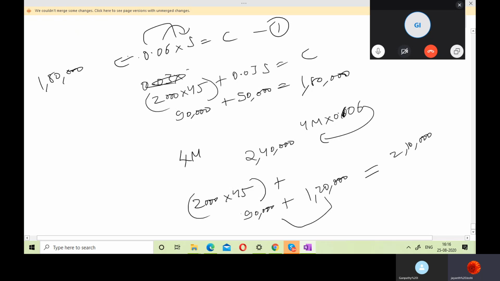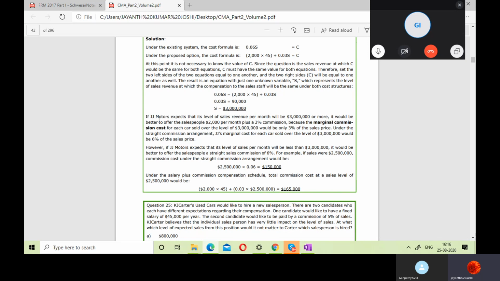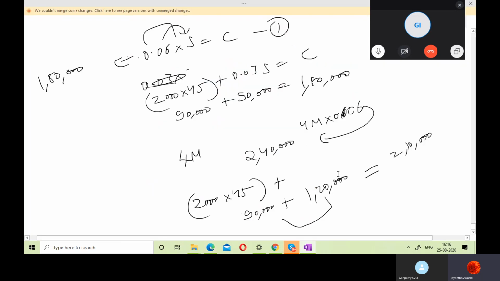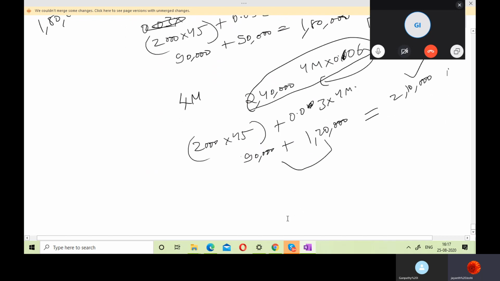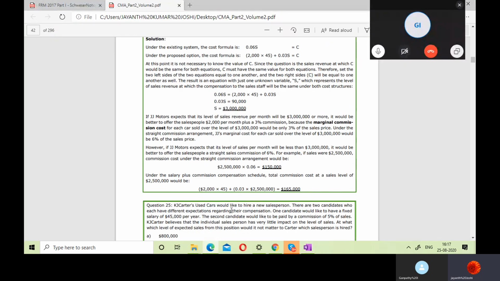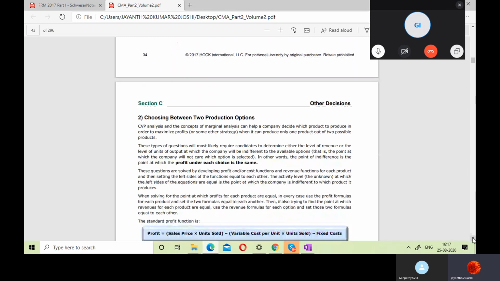$2,10,000. Okay, so now what they are saying here, if JJ Motors expects that the level of sales revenue per month will be this much or more, it would be better to take this. You can see here which one is giving you the least cost. This is not giving you the least cost. This is on a higher side. But if it is more than 3 million, that is, I have taken the example here of 4 million, 0.03 into 4 million, in that case my cost is less. So this is a good option. But if at all the sales are less than 3 million, that is 2.5 million, for example, then which is a better option? This one seems to be a better option. Okay, that's what they are deciding here.